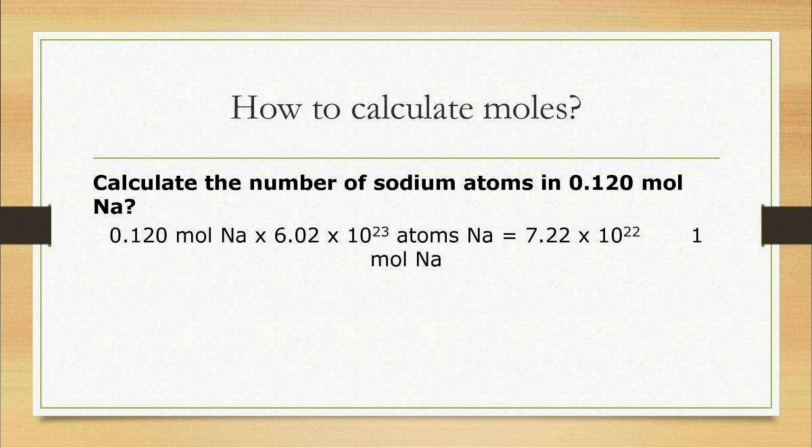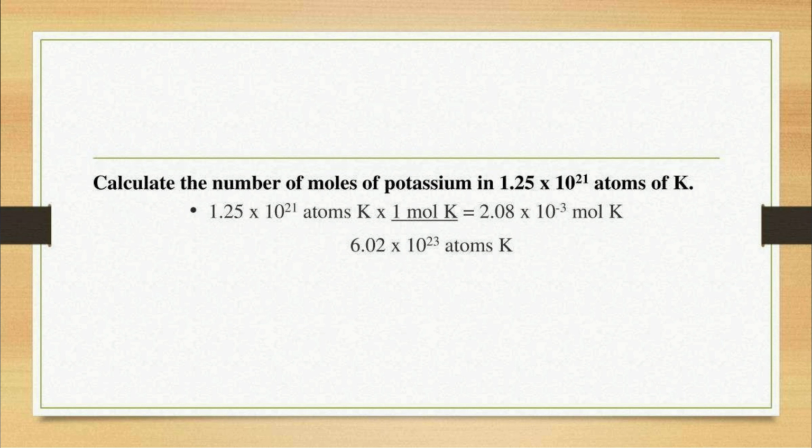How to calculate the moles? Calculate the number of sodium atoms in 0.120 mole Na. So 0.12 mole Na into 6.02 into 10 to the power 23 atoms is equal to 7.22 into 10 to the power 22 atoms. Similarly, you can solve for K as I have shown here.